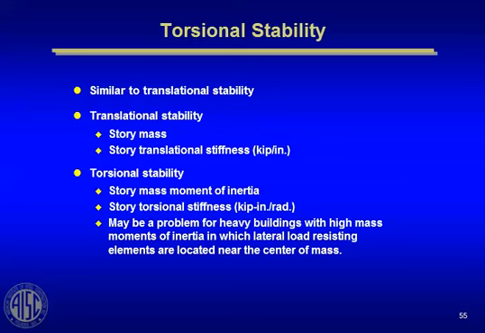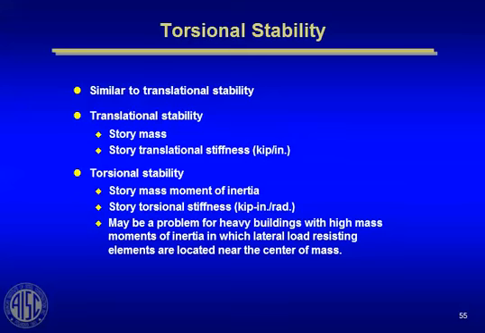Torsional stability is a function of the mass on the building or the floor or the frame at that level. And the translational stability is a function of the mass and the translational stiffness of the story. That is, how much does that story deflect under a uniform shear? Well, torsional stability is, instead of being mass, mass moment of inertia, which we'll talk about in a second. And then instead of translational stiffness, it's torsional stiffness, inch kips per radian of twist. So it's the same thing as translational stiffness, except it's in a rotational form.